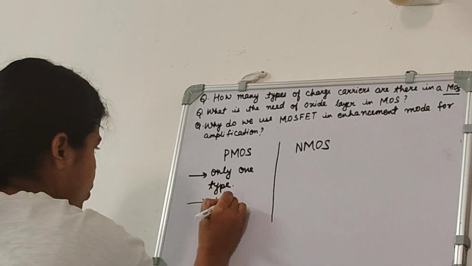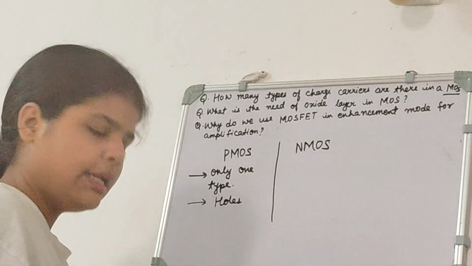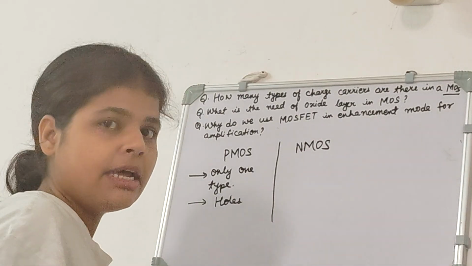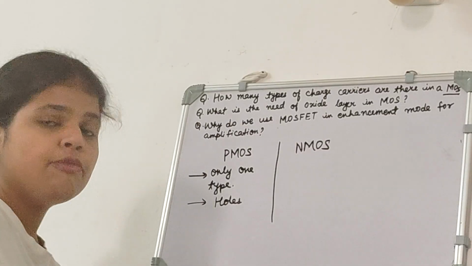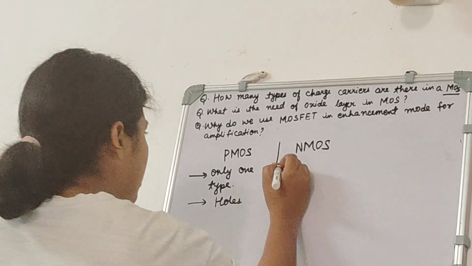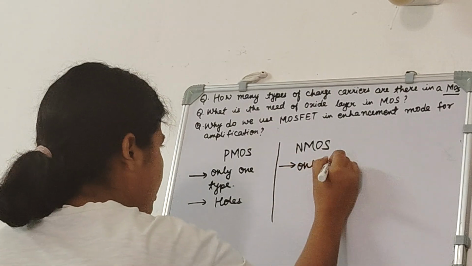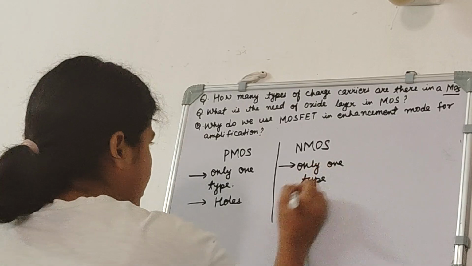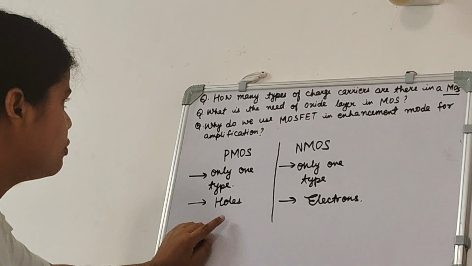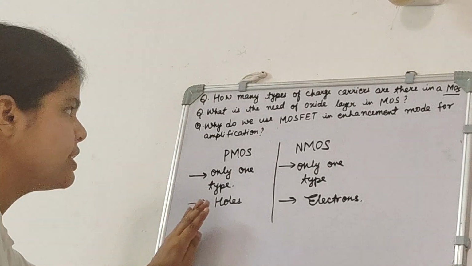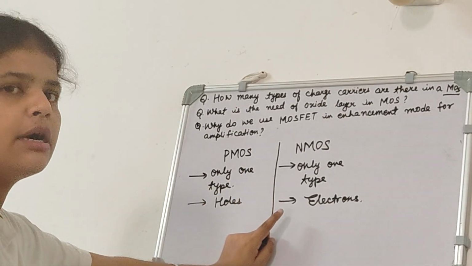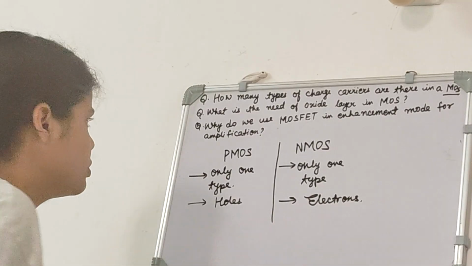and that is holes. And in NMOS also, electrons and holes both are present. But we are talking about the charge carriers, and charge carriers are responsible for the flow of current. So here in NMOS, electrons are responsible for the flow of current. So here also we will write only one type, and they are electrons. So this is the solution for the first question, that in PMOS only one type of charge carrier is there and they are holes, and in NMOS also only one type of charge carrier is there and they are electrons.